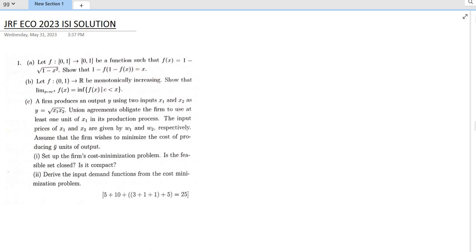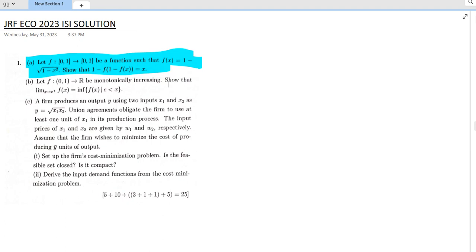Hello dear students, today I'm going to solve ISI GRF 2023 and this is the first question which we have. I will solve it in three parts. First, f from 0 to 1 is a function such that f(x) equals 1 minus root over 1 minus x square, so that 1 minus f of 1 minus f(x) equals x. Now how to do it?